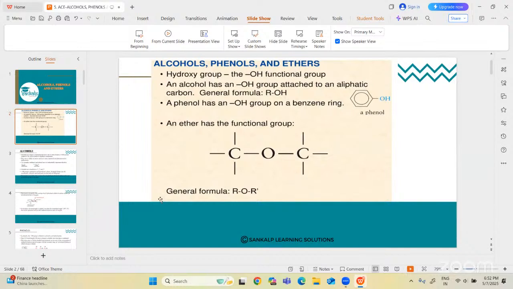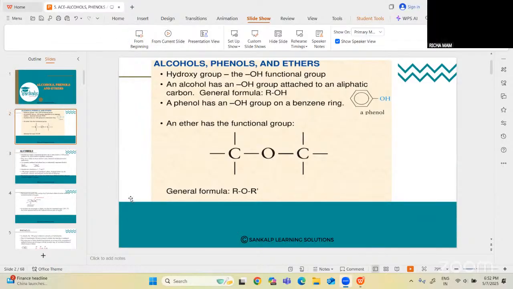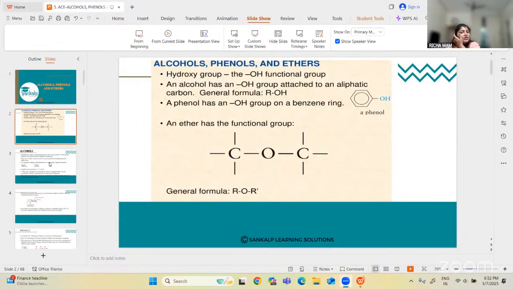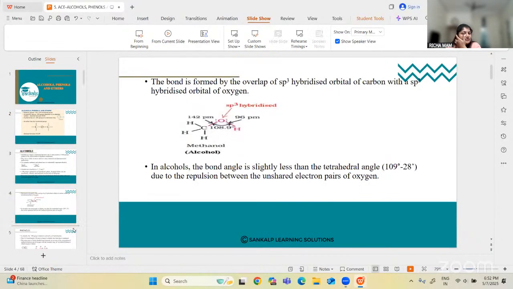What is the general formula? So, all these things we have discussed about alcohols, phenols, and ethers. We have discussed the classification of alcohols, phenols, and ethers.